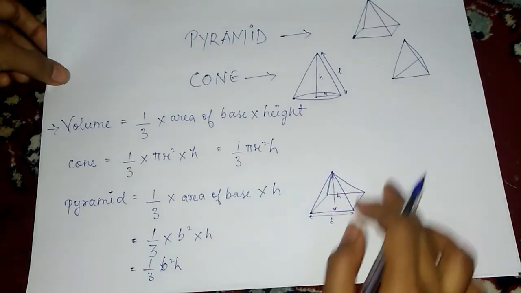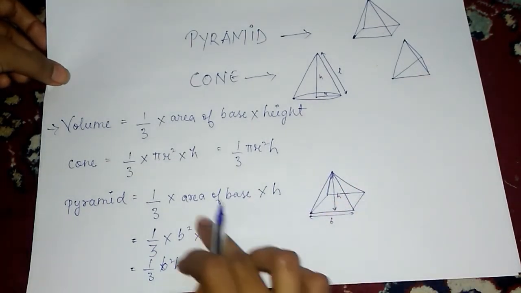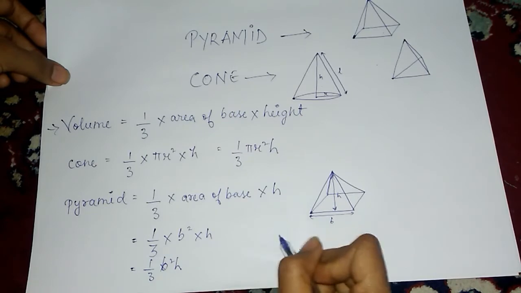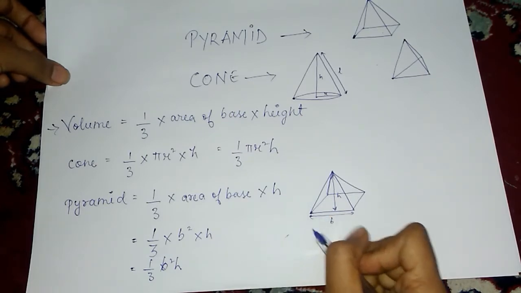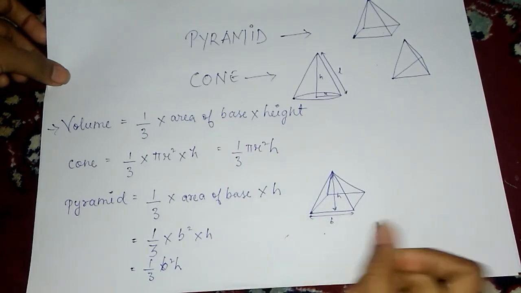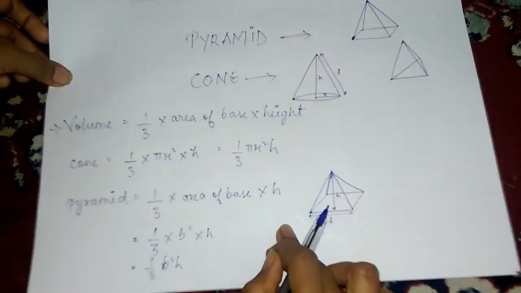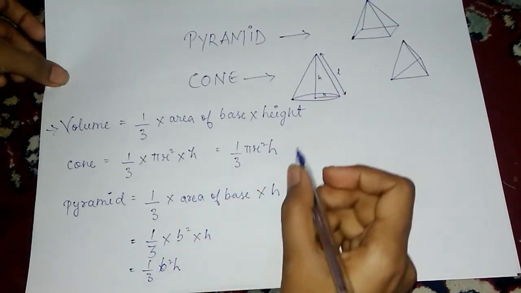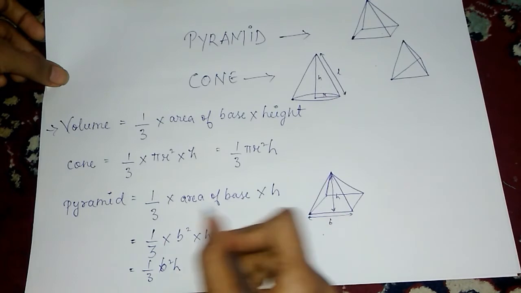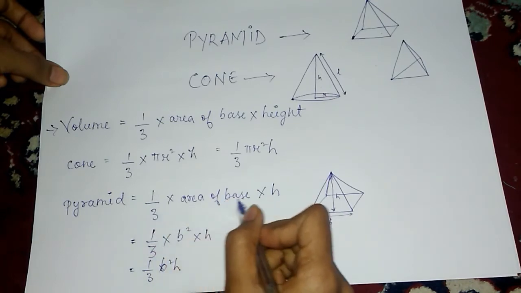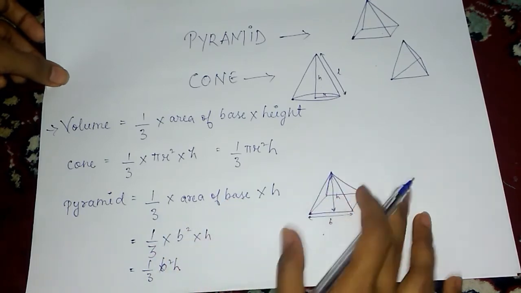If it is a triangular base, the area of triangle is 1 upon 2 into base into height. Similarly for a rectangle, it is L into B, so 1 upon 3 into L into B into H. Next we'll come to the curved surface area.